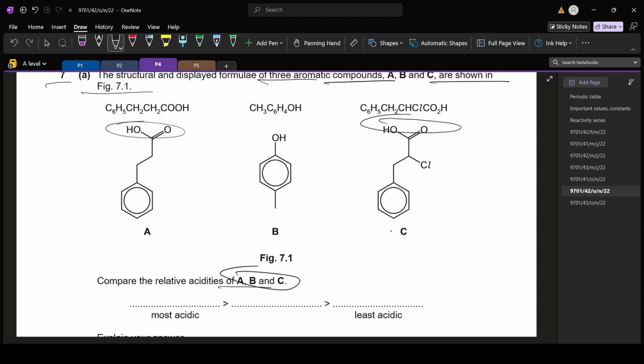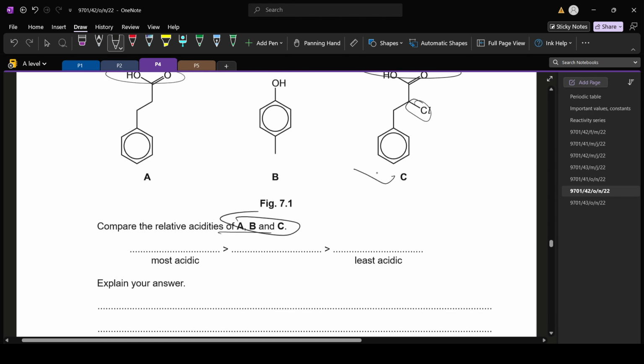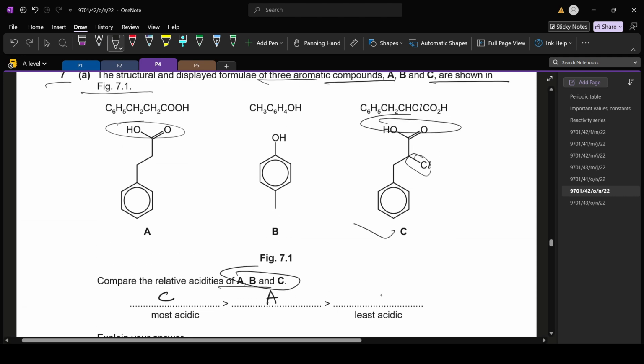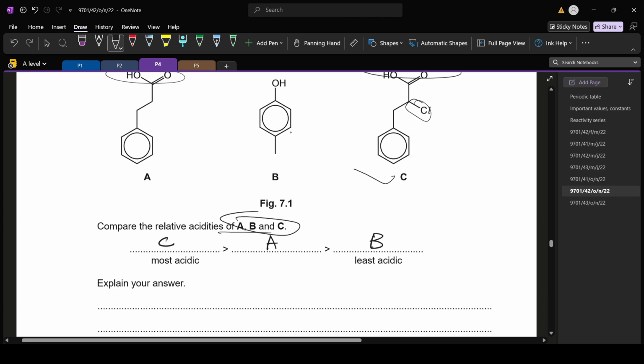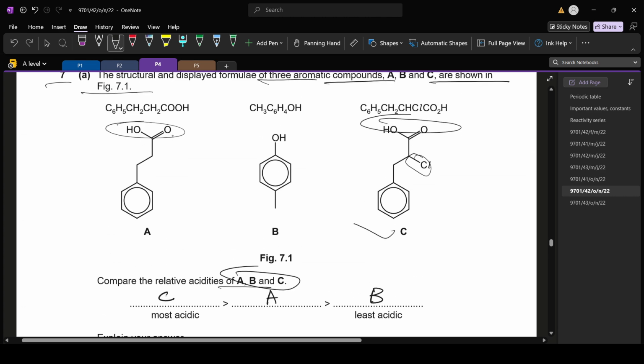So it will be C, because in C you can see there is another electronegative group, which is chlorine. So it will try to attract electrons to itself. So the OH bond will be more weakened. Okay, so C is the most acidic. Then you have A, and lastly you have B, because in B you have no carboxylic group. You have an alcohol group, or you can say phenyl group, which is not as acidic as this carboxylic group.